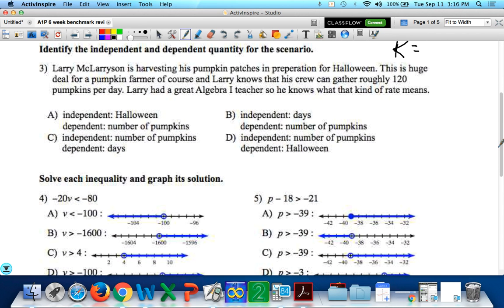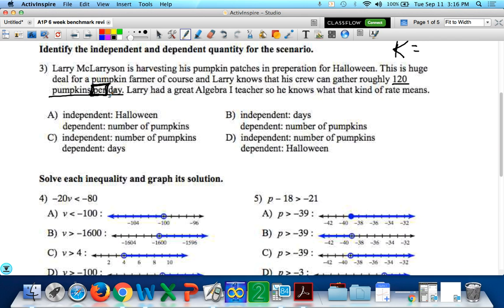3, we got Larry McLarryson. You can tell I wrote this problem because I got bored and decided to make him a pumpkin farmer with a weird name. Talk about how it's a huge deal for pumpkin farmers at this time of the year, blah, blah, blah. A bunch of crap there, right? You've got to know whenever we can wade through all that, okay? He knows he can gather roughly 120 pumpkins per day. I underline that whole thing because that's the important part, but the most important part is this word per.